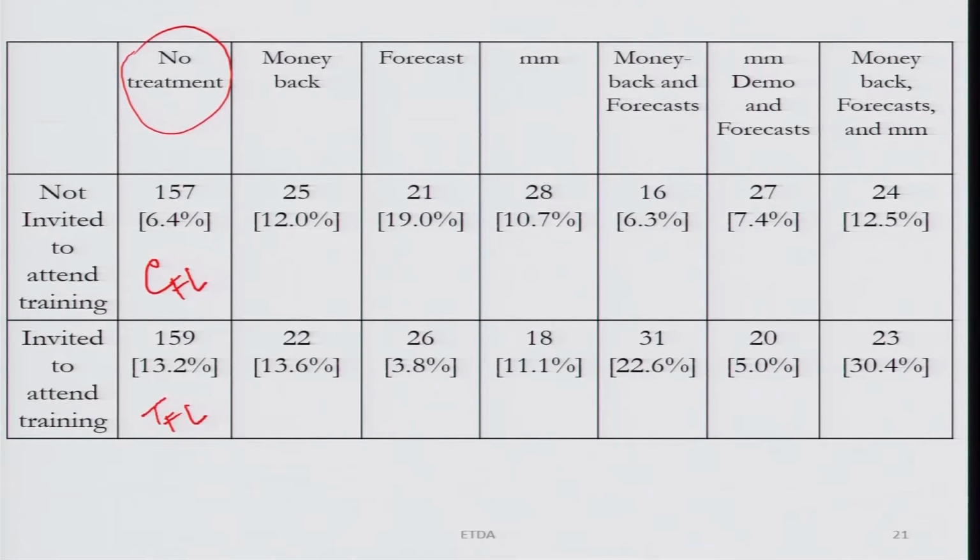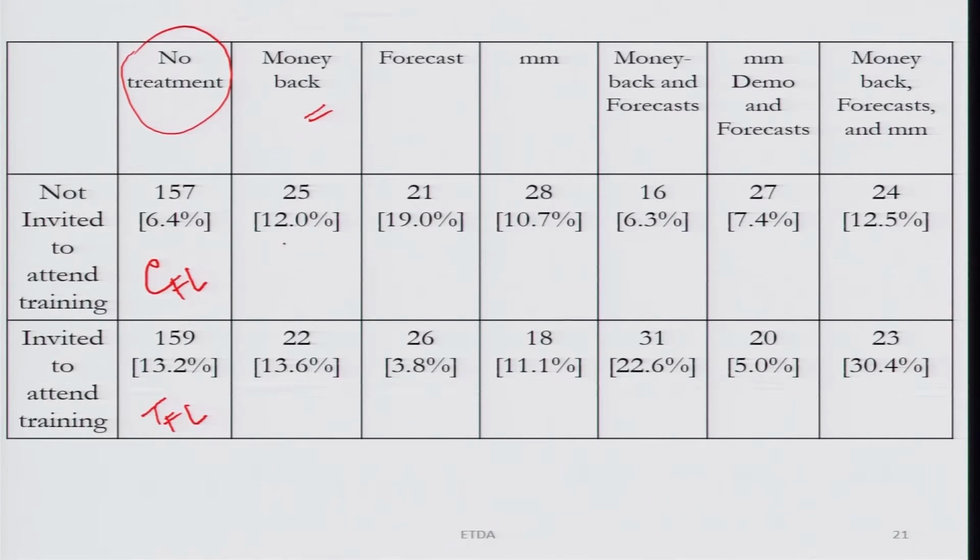And then when we look at the money back treatment, there were 47 people in the money back treatment group, and out of this 47, 25 were not invited to the financial literacy program, and 22 were invited to the financial literacy program. And similarly, what you can see is how the division happens between financial literacy and no financial literacy in all the marketing treatment groups.